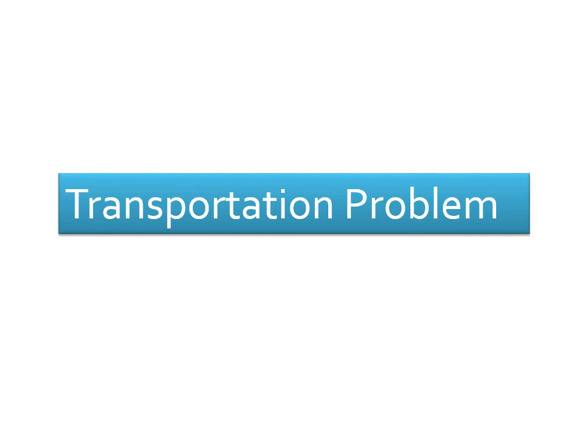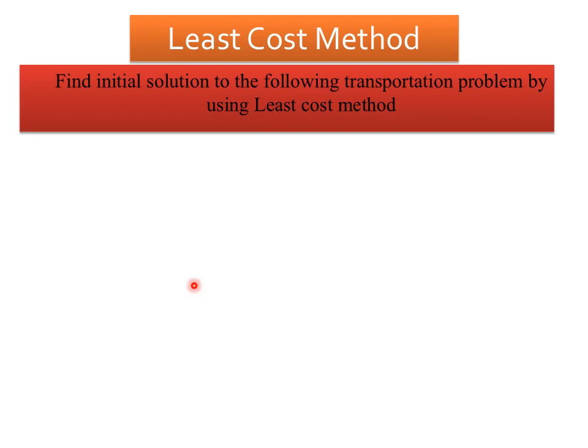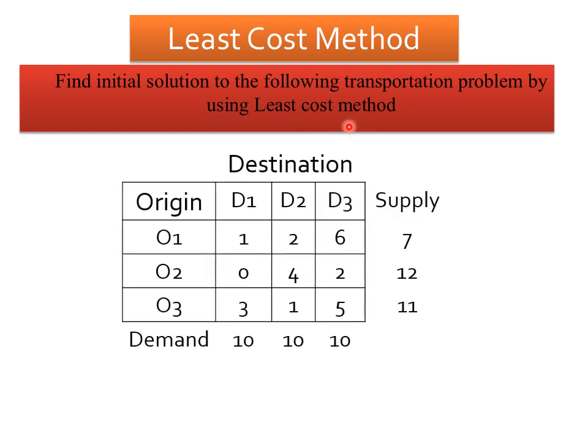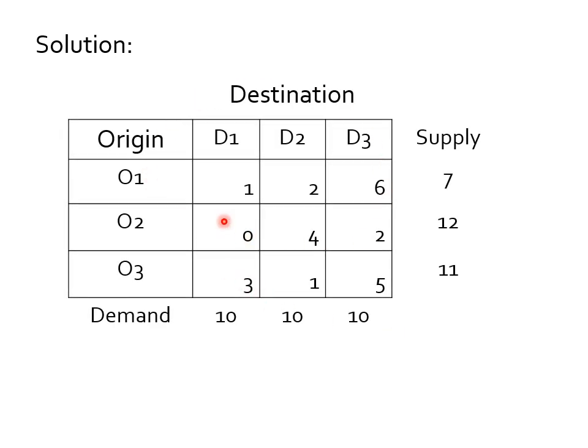So good morning, students. Today we are going to find initial basic feasible solution for transportation problem using least cost method. Find initial solution for the following transportation problem by using least cost method. Here the data is given: origin, destination, the respective cell values, demand as well as supply. Solution. First write the given problem as it is.